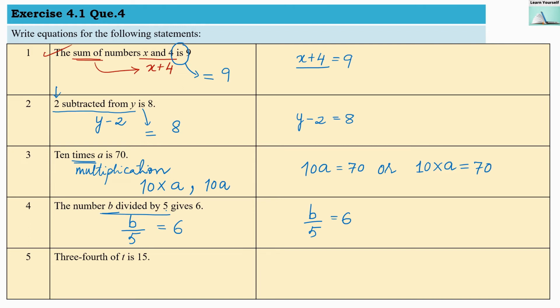Next is 3/4 of t. Of means again it is multiplication. So what is 3/4? This term is known as 3/4. So 3/4 of t, we can write with multiplication, or simply write 3/4 t is 15, equals 15. So this is our equation.